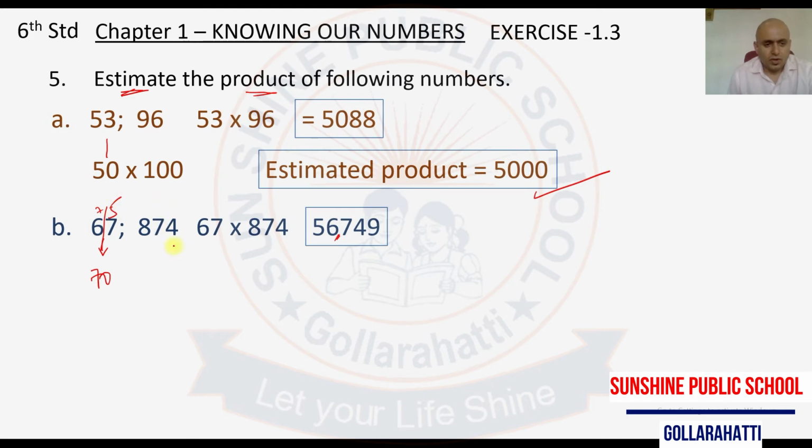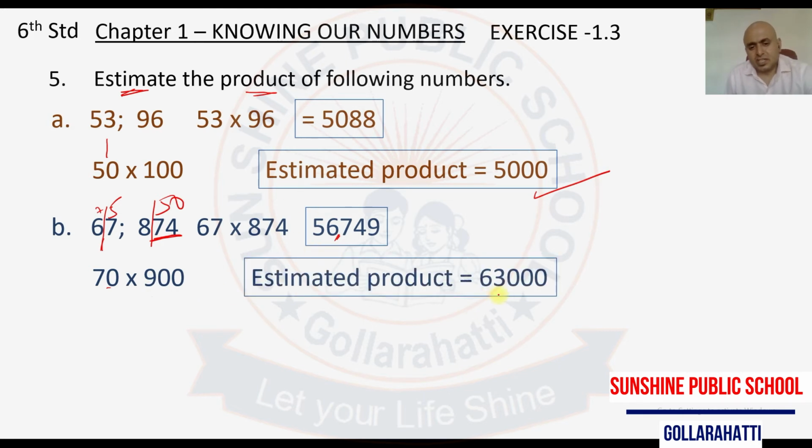So 874, 74 is more than 50, so I'll take this as 900. 70 into 900, so 7 nines are 63, that is 63,000. Therefore the estimated product will be 63,000. So 67 as 70 and 874 as 900, the estimated product will be 63,000.